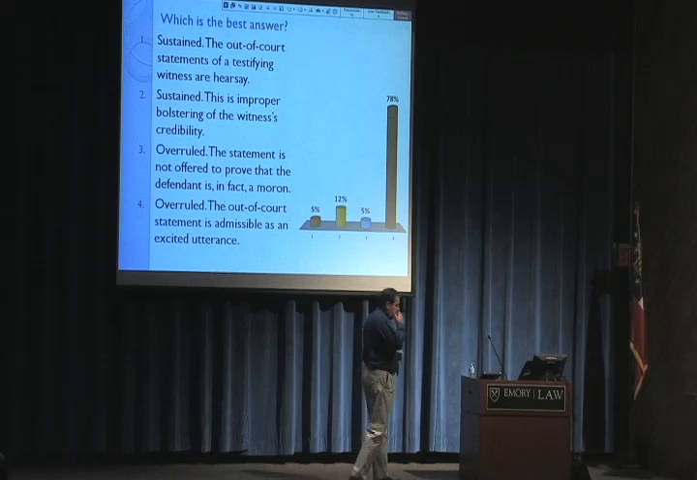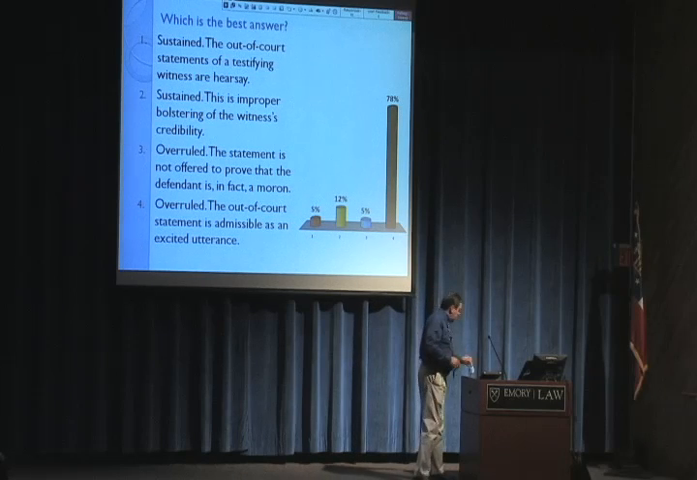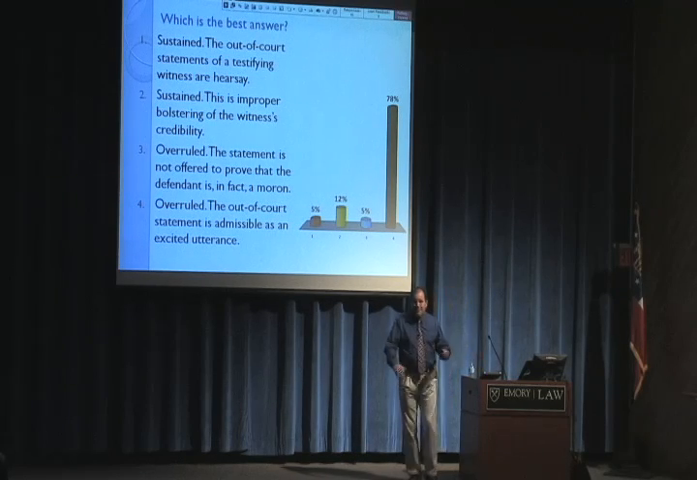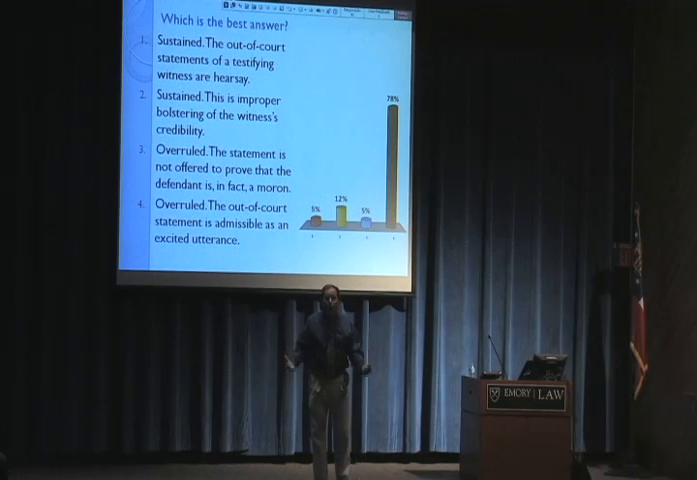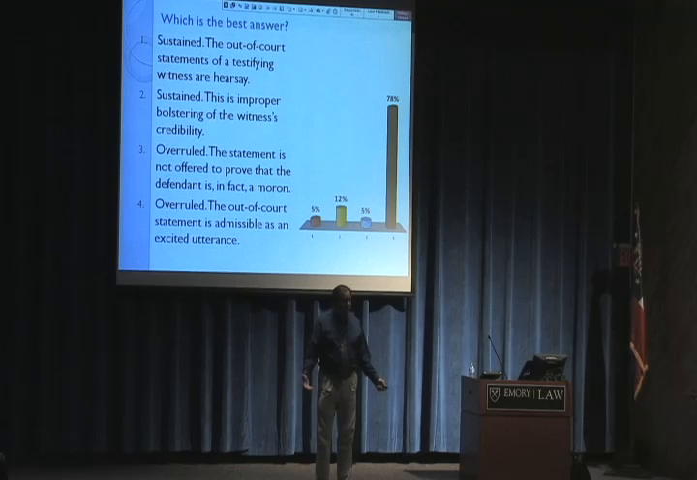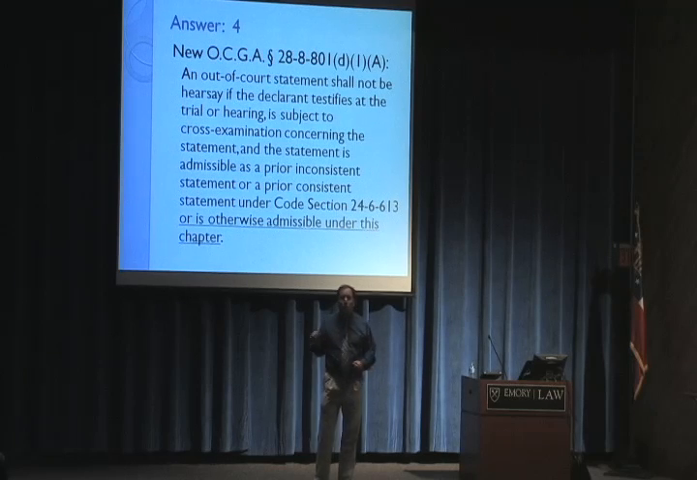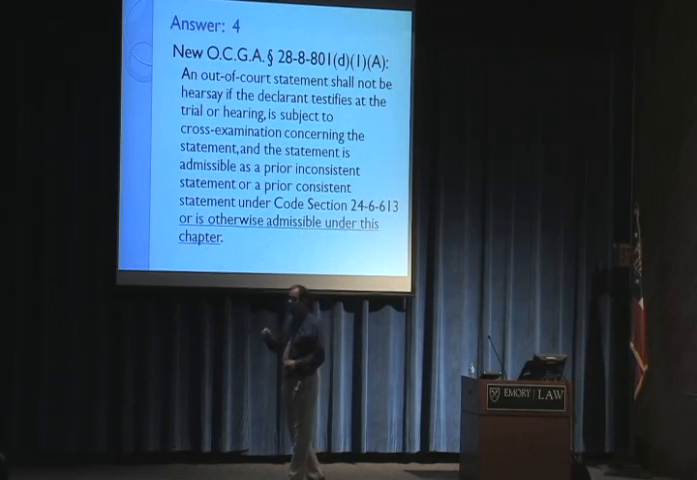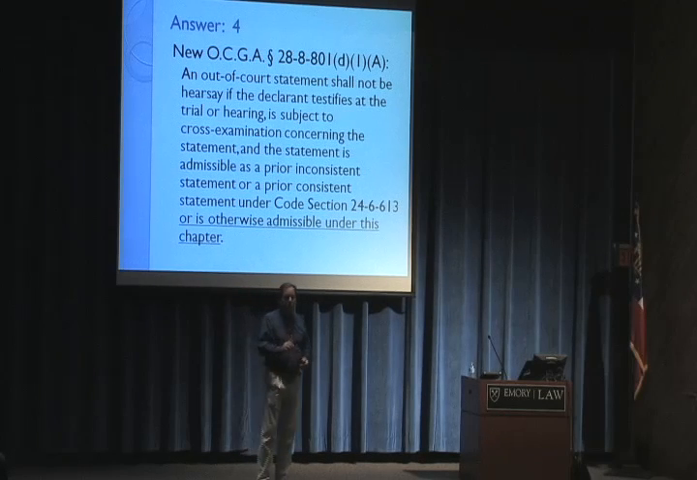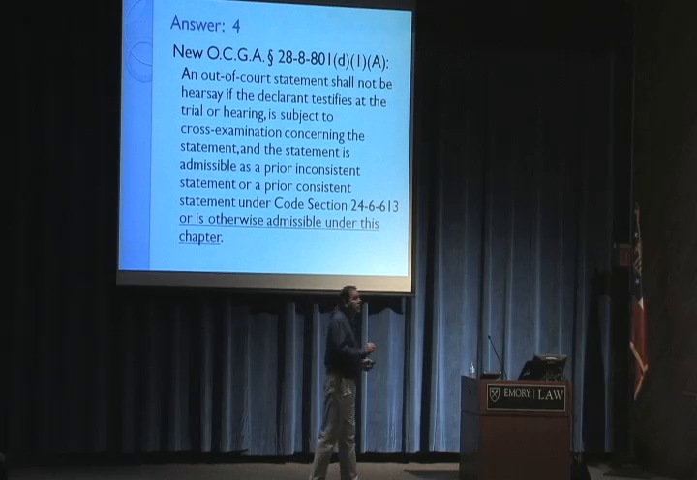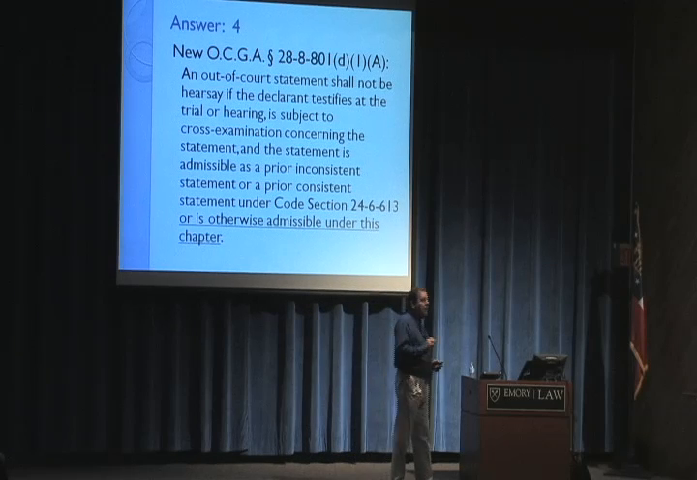Georgia basically says this: the prior out-of-court statements of a testifying witness are not hearsay, but that doesn't mean they're all admissible. The prior out-of-court statements have to be doing some work, okay? And there are 3 ways in which such statements do work. 1, they might be a prior inconsistent statement, which obviously is doing the work of impeaching the credibility of the witness. Or they can be a prior consistent statement that rebuts an attack on the witness's credibility.